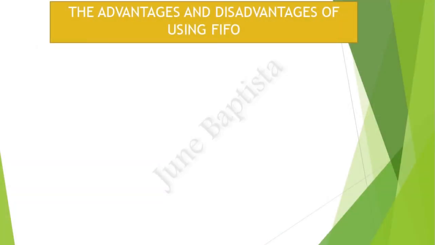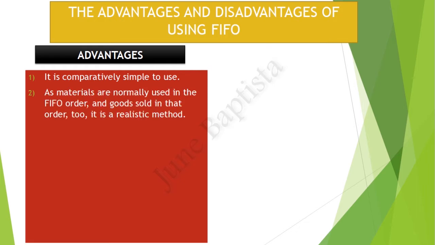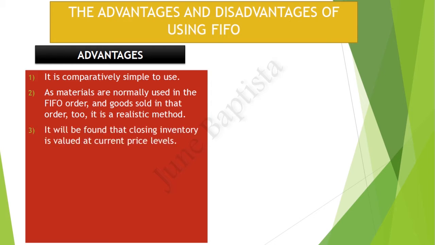Let us look at the advantages and disadvantages of using FIFO. The advantages first. 1. It is comparatively simple to use. 2. As materials are normally used in the FIFO order and goods sold in that order as well, it is a realistic method. 3. It will be found that closing inventory is valued at current price levels.